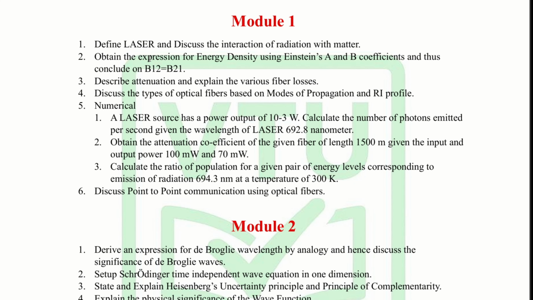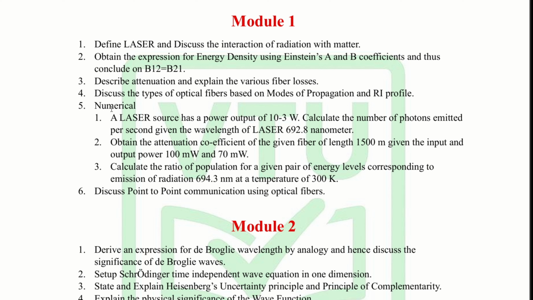The second question is obtain the expression for energy density using Einstein's A and B coefficients and thus show that B12 is equal to B21. The third question is describe attenuation and explain the various fiber losses. The fourth question is discuss the types of optical fibers based on the modes of propagation and RI profile.